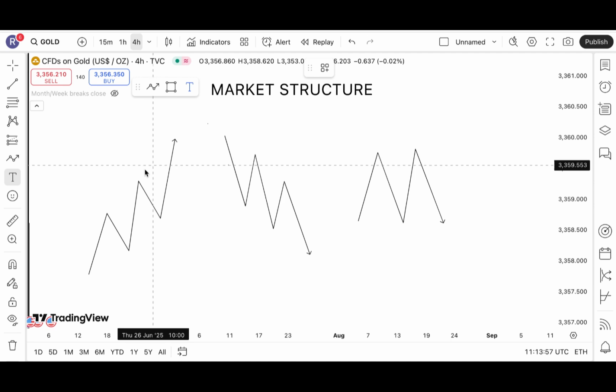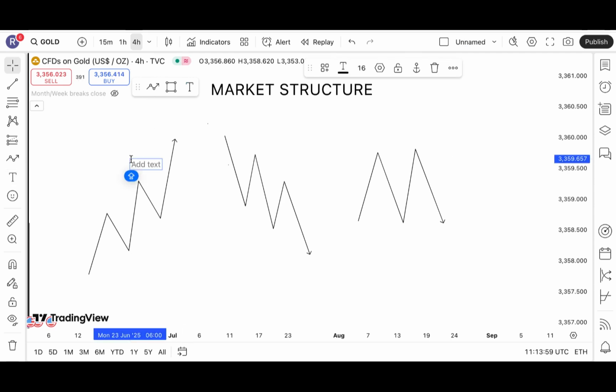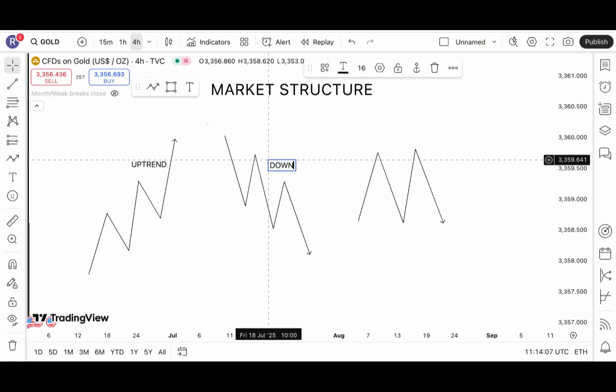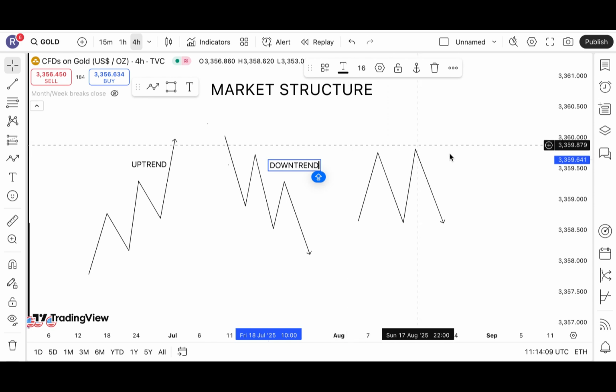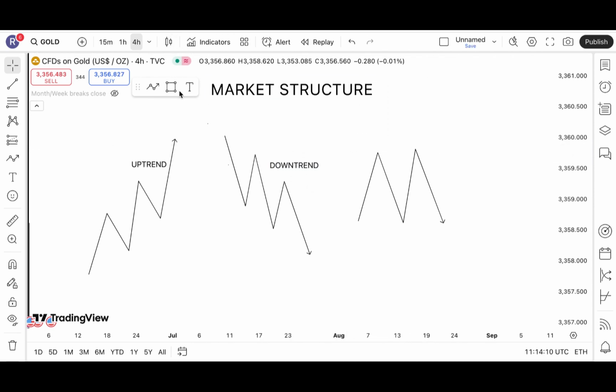Nothing else outside this. This is an uptrend, as I said earlier. This is a downtrend, and this is a range.